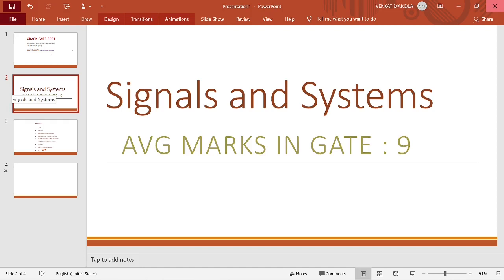Hello guys, I am going to start a lecture series on signals and systems, which is a very useful subject for both EC and EEE students. On average you get 9 marks in GATE, so you cannot neglect this subject. This is a very important subject. At the same time, this is a very easy subject, so in fact it is a score gaining subject. You cannot neglect this subject for both EEE and EC.